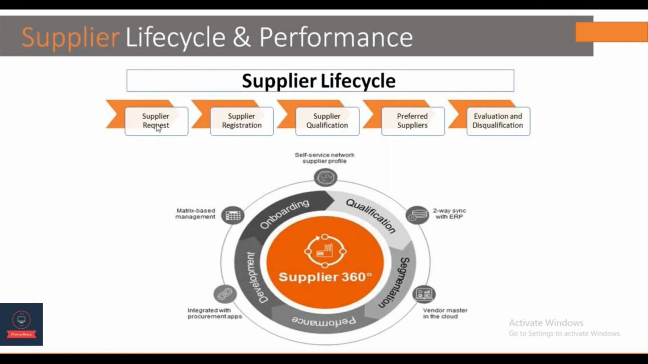So with the help of supplier request, they can create the supplier record. They can initiate the supplier registration part. They can initiate the supplier qualification, preferred supplier, and once they mark any supplier as the preferred supplier, if they would like to evaluate the supplier, it might be due to some reason, like the product they receive from the supplier is not up to the mark and they would like to re-evaluate the supplier. Those activities the customer can do with the help of the supplier solution.